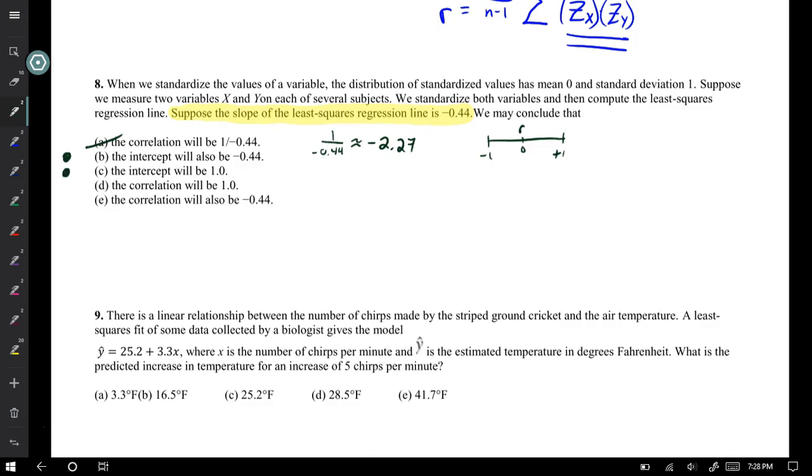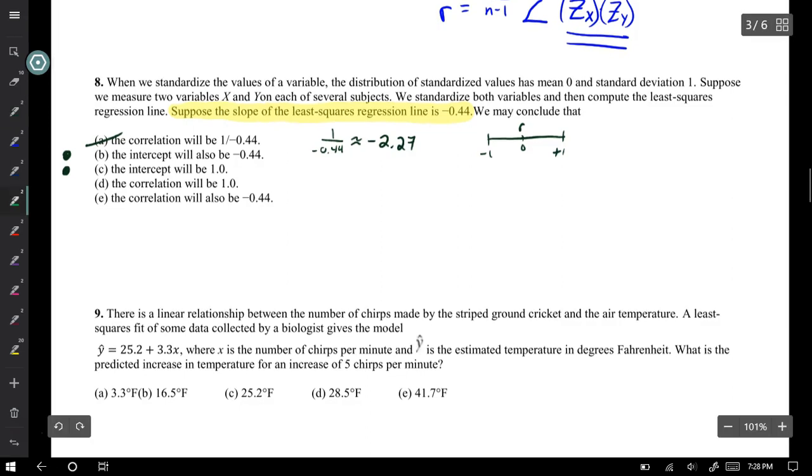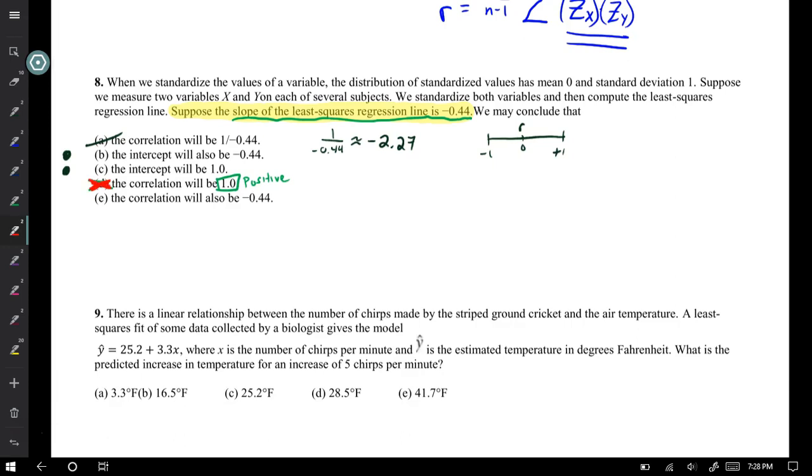The correlation will be 1. Well, a correlation of 1 is a perfect positive linear relationship. Maybe that's the key word I have to look at here, it'll be 1. It'll be positive. But the slope of the least squares regression line is negative. What's a negative correlation? So there's no way it can be D. The correlation will also be negative 0.44. Well, it looks like that isn't the correct value, and it is negative, and we did discuss that it has to be a negative correlation.